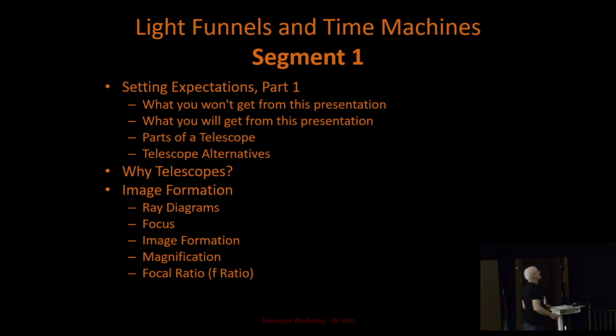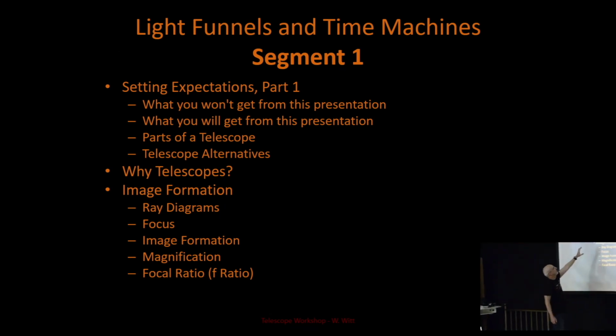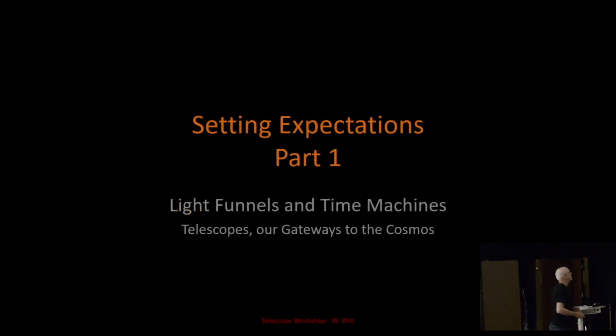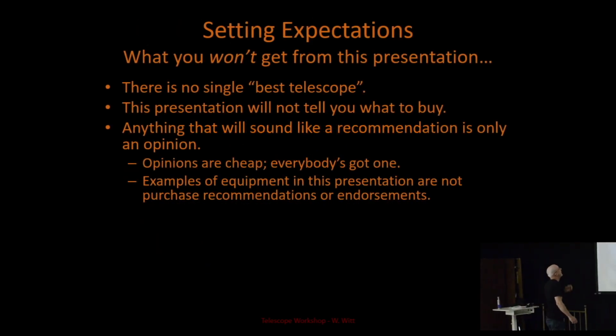All right, so here we'll jump into the first part, where we're going to do some expectation setting: what you will not get from this presentation, to make sure you're not here for the wrong reason. And then what you will get, the parts of a telescope, and we'll touch on telescope alternatives really briefly at the very beginning, and then circle back to it one more time at the end. Then, like I said, why telescopes, and then some stuff about how images form, because that's a foundation for what comes after. So what you will not get from this presentation, I just want to be really upfront.